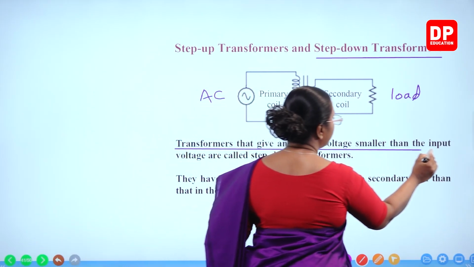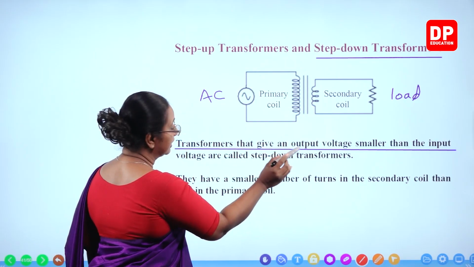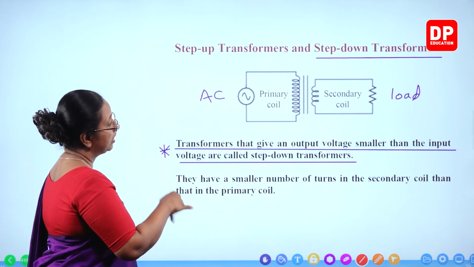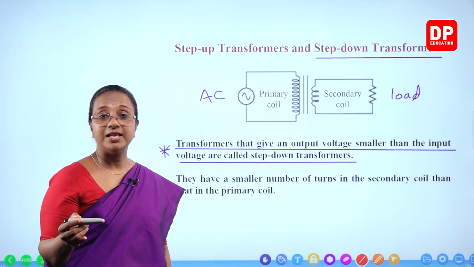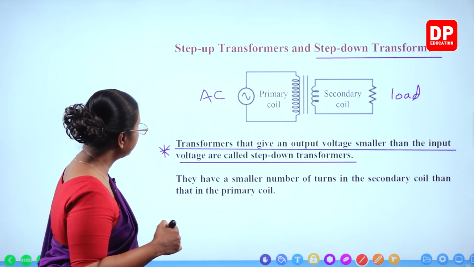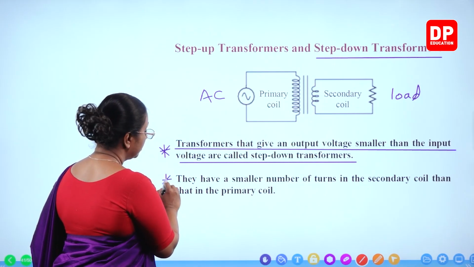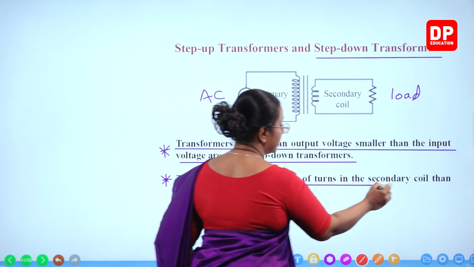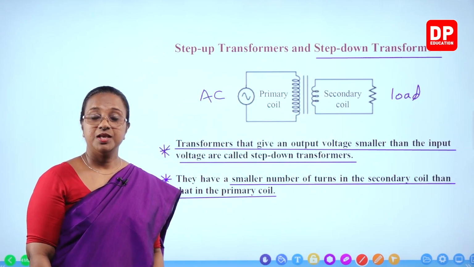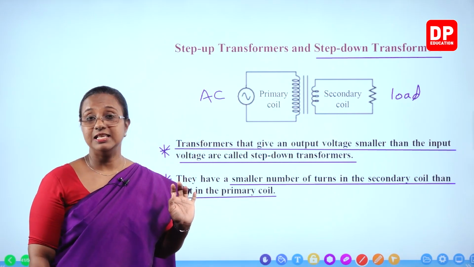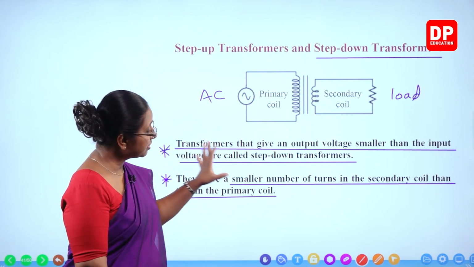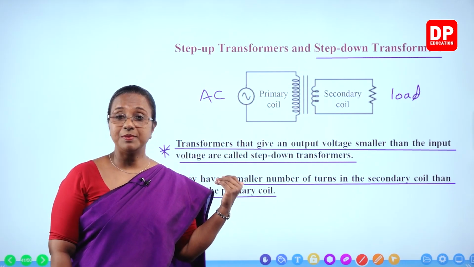Transformers that give an output voltage smaller than the input voltage are called step down transformers. So input voltage is high, output voltage is less. So step down, reducing the voltage. They also have a smaller number of turns in the secondary coil than in the primary coil. So I am sure you all can understand these two. So that is the step up and step down transformer. I have introduced what they are. I showed you all an example as well.